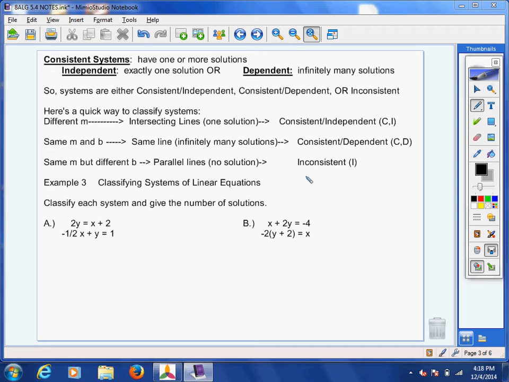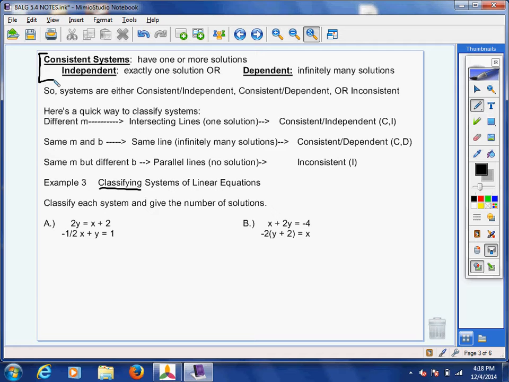We're going to do example 3 today. We're actually going to focus on classifying systems. So we're going to learn some more vocabulary, and there's a lot more to remember. So I try to create a little chart here for you. Let me get to the very top of your page. Let's start up here. Consistent systems.